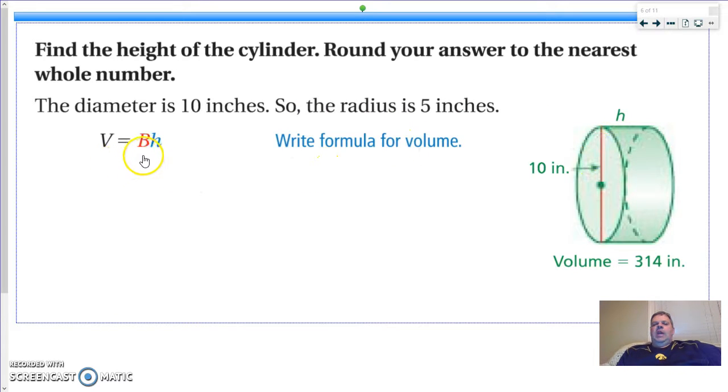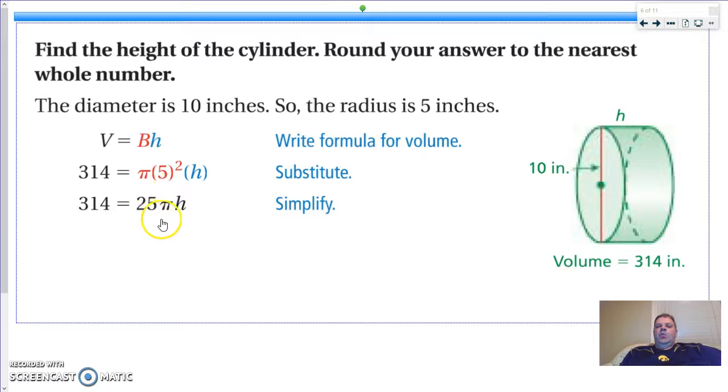Volume again equals the area of the base times the height. We are then going to substitute in. We know that the volume is 314 inches, cubic inches. We are going to say that the base is pi times the radius squared, which is pi times 5 squared. And then we have h by itself because we do not know h yet. When we multiply this, we get 25 pi h equals 314 because we took 5 squared. 5 times 5 is 25. That's where we get the 25 pi.